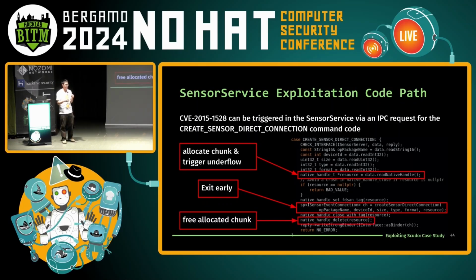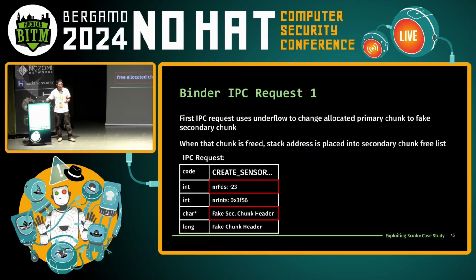So this is essentially the ideal code path when we want to exploit Scudo. We're going to allocate a primary chunk, trigger the overflow, and basically replace the allocated chunk with a fake secondary chunk. And then that fake secondary chunk will be freed, which, if we do the forced commit based technique, will place a stack address of the main thread of the system server into the secondary chunk free list.